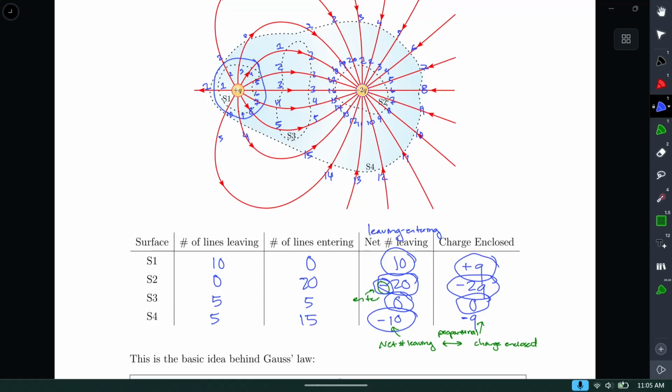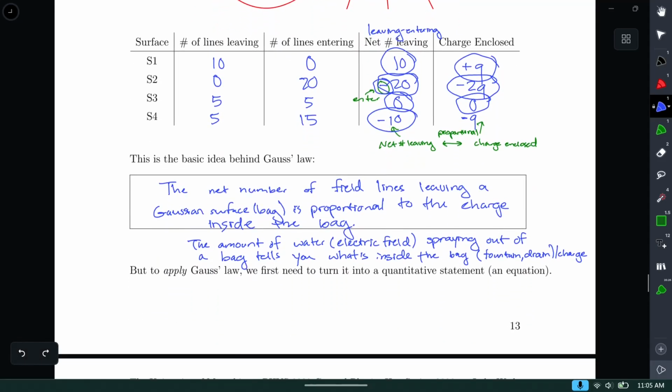If he is holding that bag over something and you're seeing lots of water go into it and not come back out, you're not thinking it's something random. It's something that drains water. So it's sort of a magic trick in and of itself that you can predict what's inside the bag just by knowing what's going on its surface. That's the magic of Gauss's law. That's what it does for us.